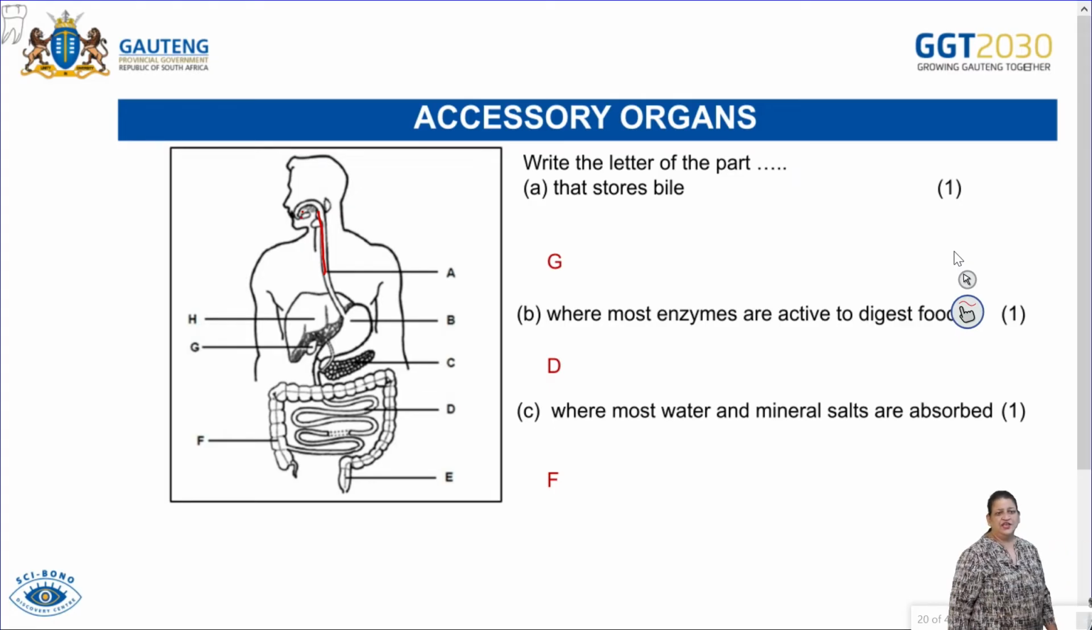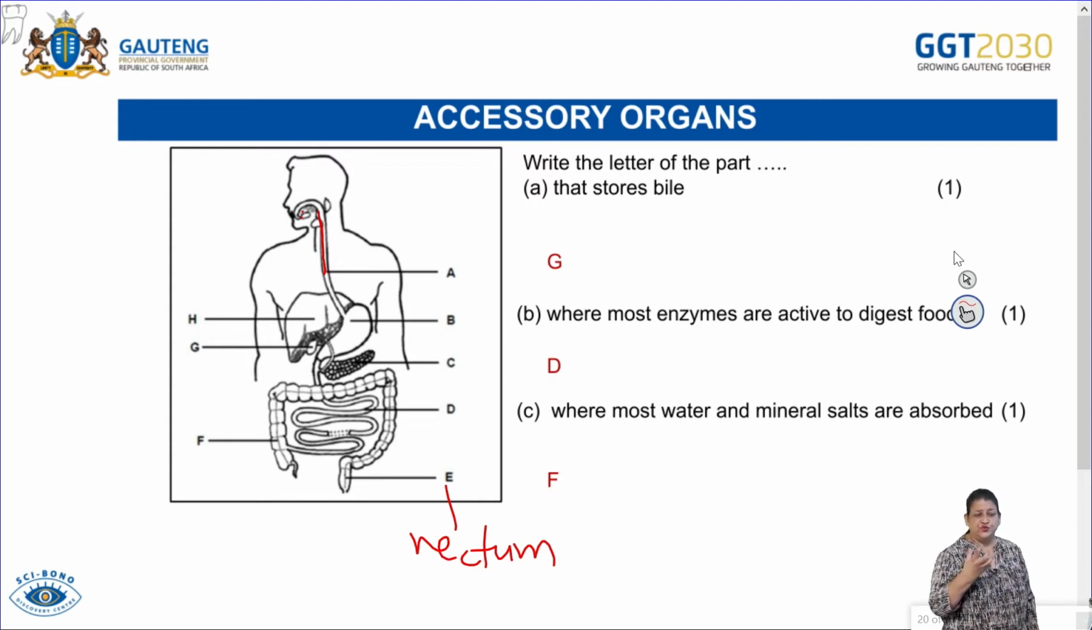E is actually your rectum. It's called the rectum. That's the last part where your undigested food stays. And when it builds up, it gives you the urge to go to the toilet to empty out the undigested food, which is called defecation. And this opening at the end here is called the anus, which allows the undigested food to move out.